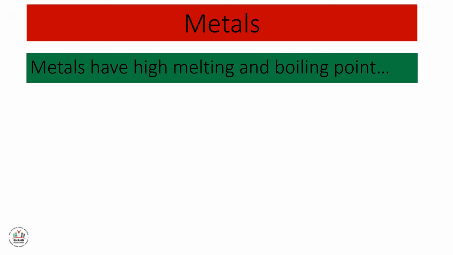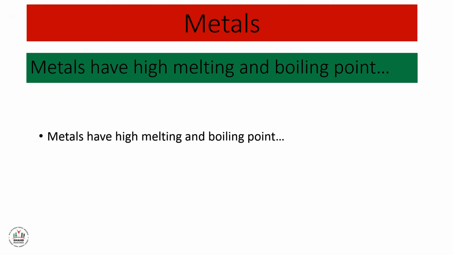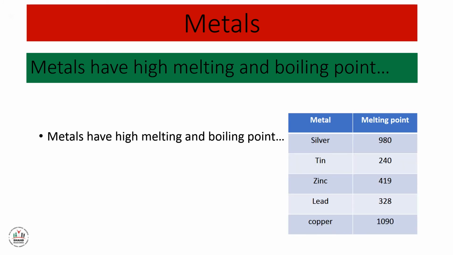The final property of metals is that they have high melting and boiling points. Metals have high melting and boiling points, as you can see in this table.